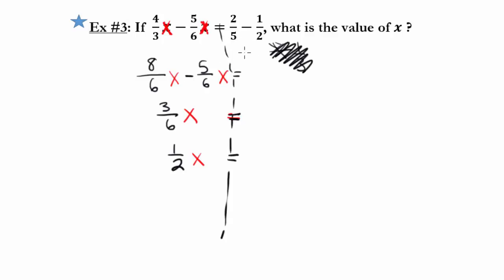So 2/5, I have fifths and I have halves. Common denominator there is going to be 10. So 2/5, I want to write it in terms of tenths. So 2/5 is the same as 4/10. I can multiply top and bottom by 2. Minus 1/2, which is the same as 5/10, right? Multiply top and bottom by 5. So 4/10 minus 5/10 is negative 1/10, negative 1/10.